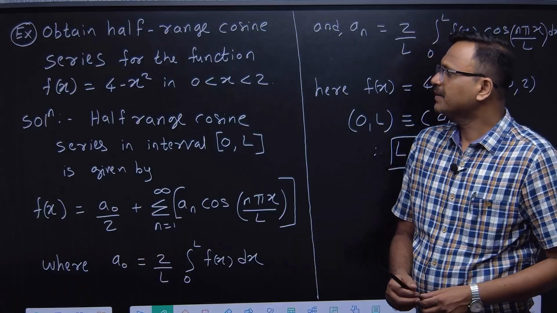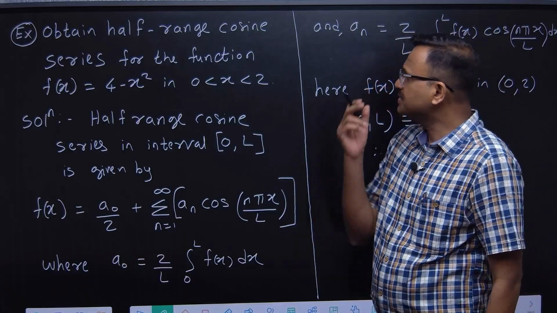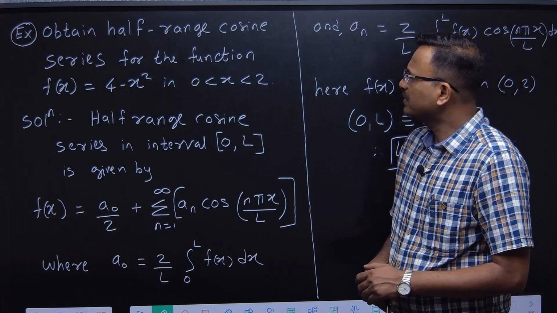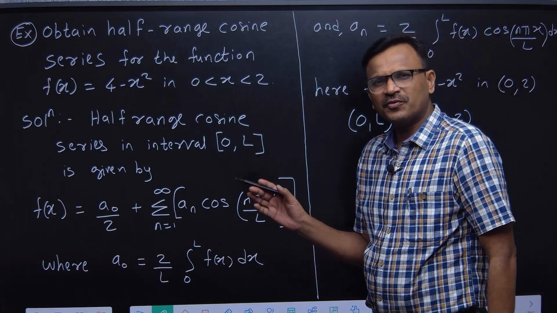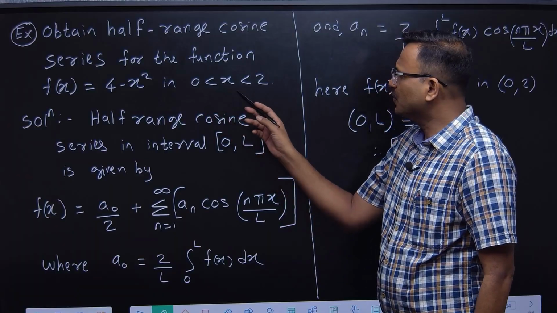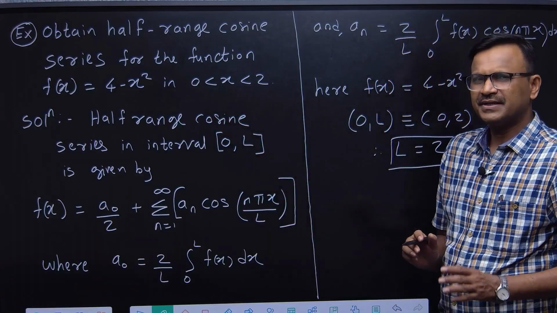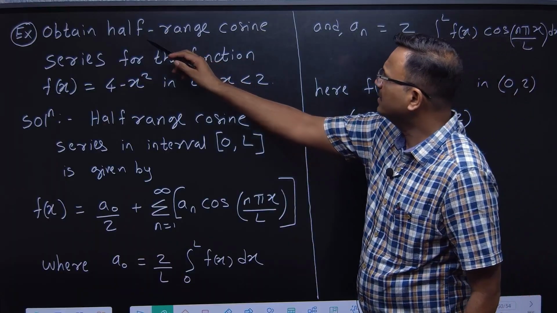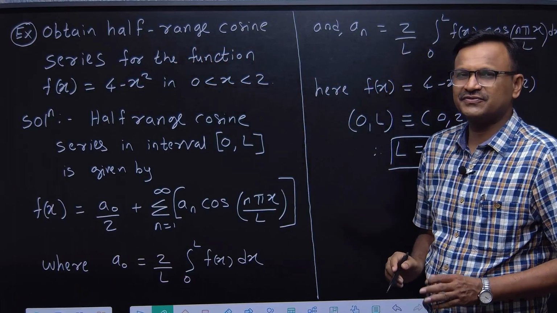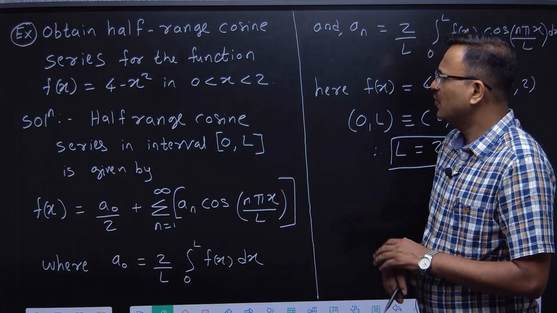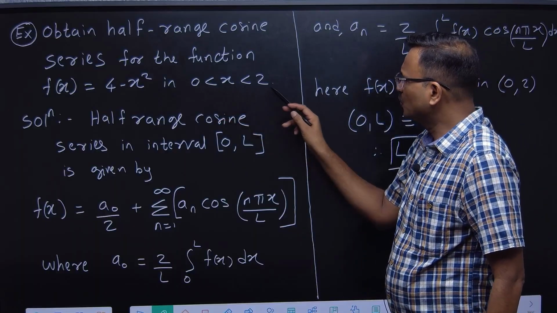Yes, in this example, we have to obtain the half range cosine series for the function f of x equal to 4 minus x square in the interval 0 less than x less than 2. Read the question carefully. It is asked to find the half range cosine series. We have to find half range cosine series for the given function in the interval 0 to 2.